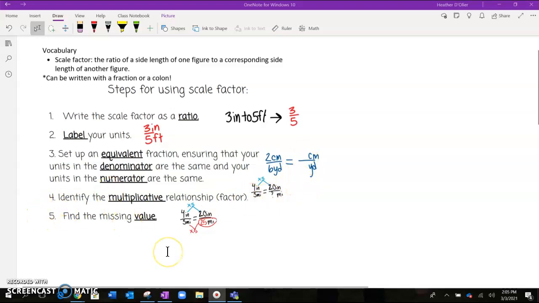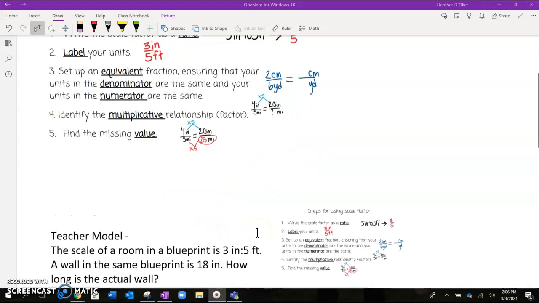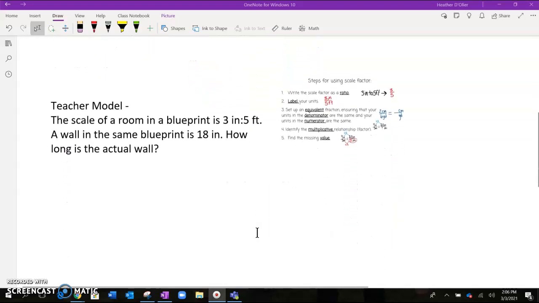Then I'm looking for the multiplicative relationship between the two pieces that I have. So in this case, I had 4 inches and 20 inches. Well, I can do 4 times 5, and that equals 20. All right, then I use that to find the missing value. If 4 times 5 is 20, whatever I do to the top, I'm going to do to the bottom. So 5 times 5 is 25. All right? That's how scale factor works. And I'm going to give you an exact example.